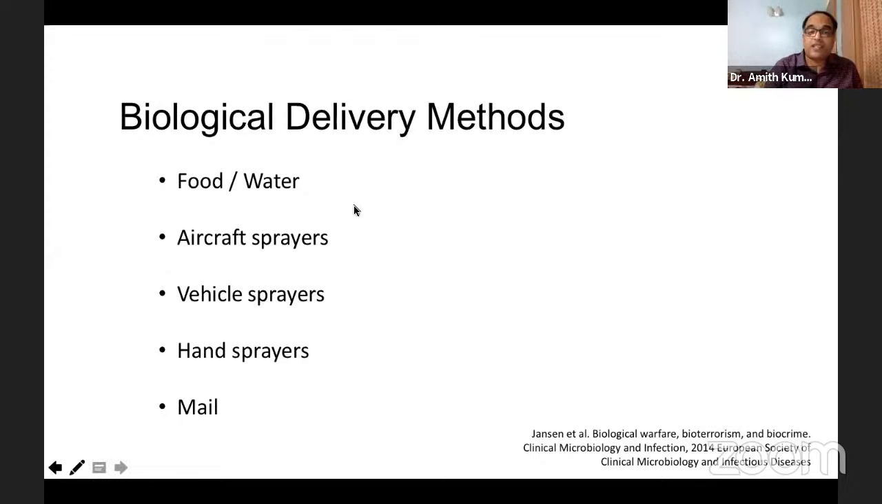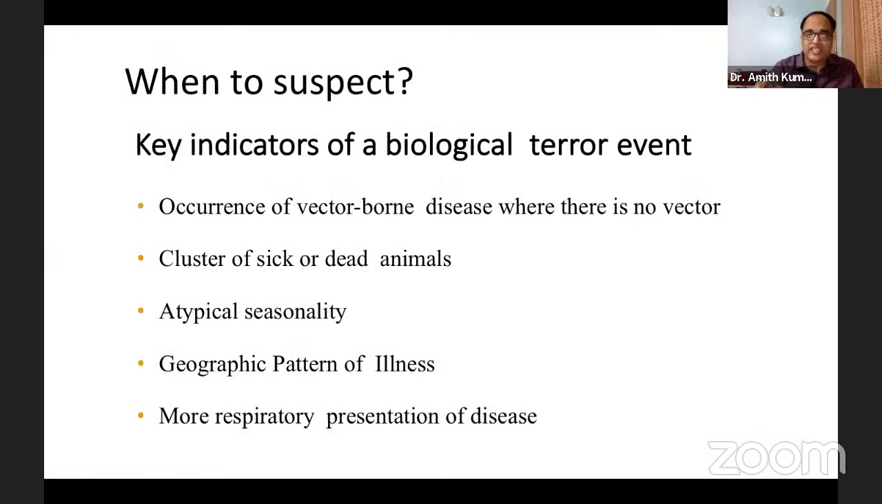Now, when to suspect a bioterrorism, the key indicators which indicate that this could be a biological terror event: the occurrence of vector-borne diseases where there was no vector previously, or a cluster of sick or dead animals without a particular reason, an atypical seasonality. For example, a particular disease may happen in a season as an outbreak or an epidemic. If in an atypical season that disease occurs, always suspect this could be foul play. Now, geographic pattern of illness and a more respiratory presentation of illness, all of these are key indicators of a biological terror event.